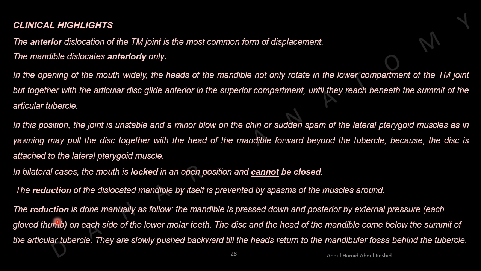The reduction is done manually as follows. The mandible is pressed down and posteriorly by external pressure using a gloved thumb on each side of the lower molar teeth. The disc and the head of the mandible come below the summit of the articular tubercle. They are slowly pushed backward till the heads return to the mandibular fossa behind the tubercle.